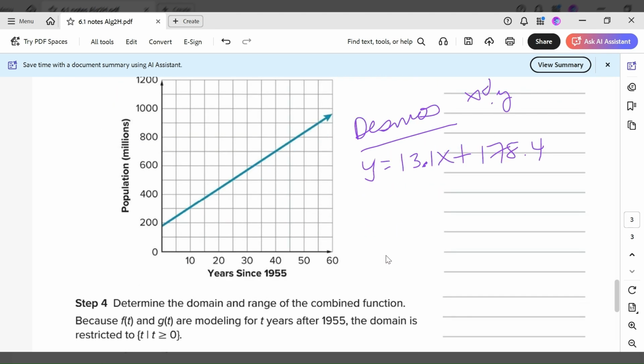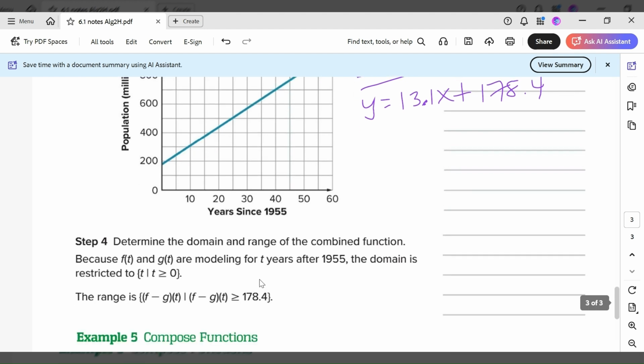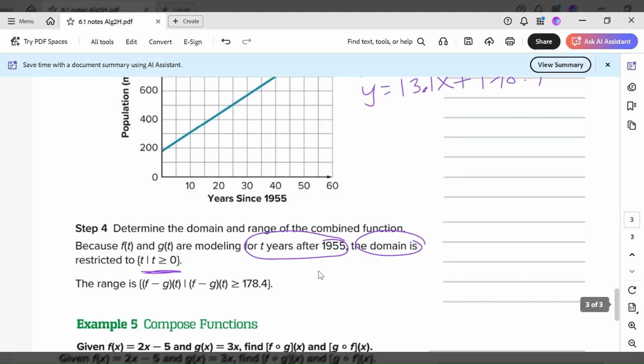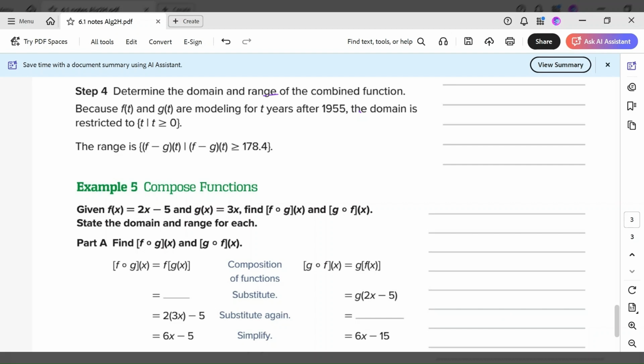To determine the domain and range of the combined function, because f of t and g of t are modeled for t years after 1955, the domain has to be restricted for t values greater than or equal to 0. Now in step 4, it says determine the domain and range of the combined function. Your range is where the lowest y value could be, which is greater than or equal to 178.4.